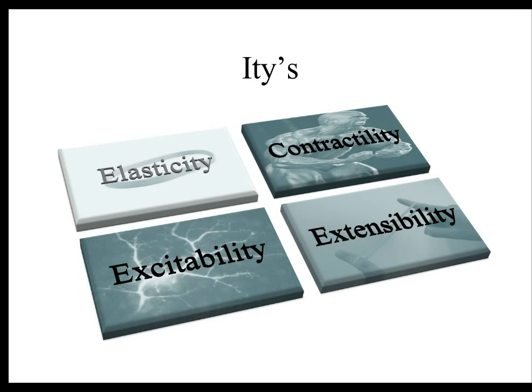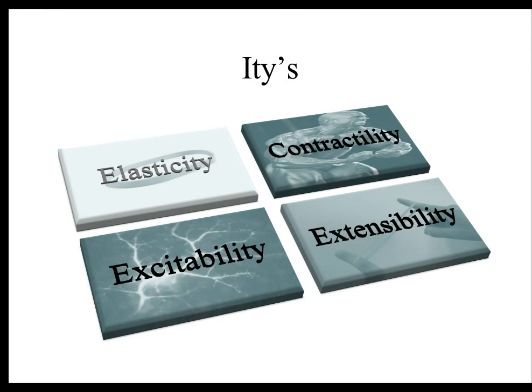Now, the other thing about muscles in the body is that they're going to have certain characteristics that are unique to them. Now remember, we are concentrating on skeletal muscles, but these characteristics will be prevalent to cardiac, smooth, and skeletal. So I call these characteristics the IDIs. There are 4 IDIs: elasticity, contractility, excitability, and extensibility. You've heard most of these terms before already, so let's do a quick review.